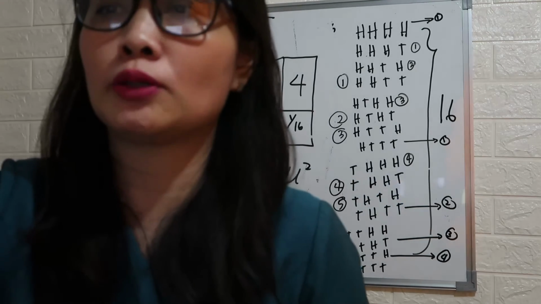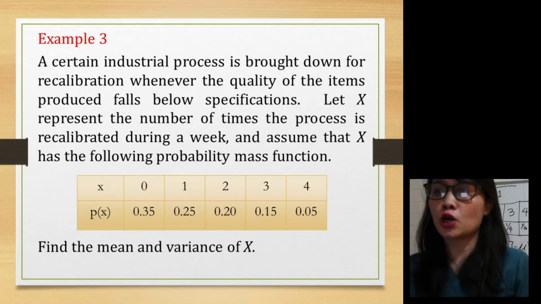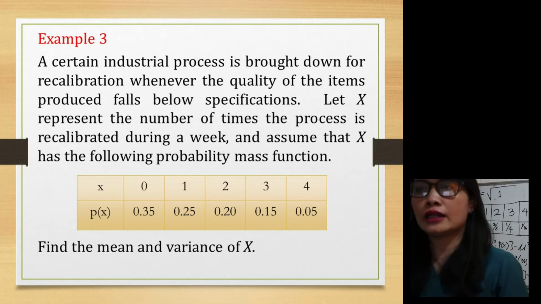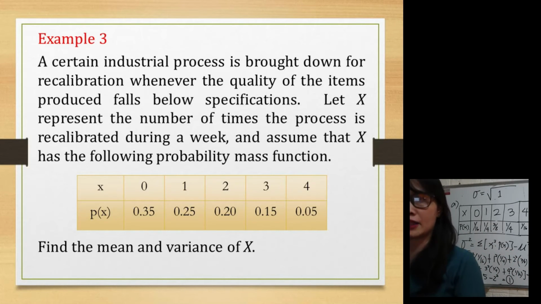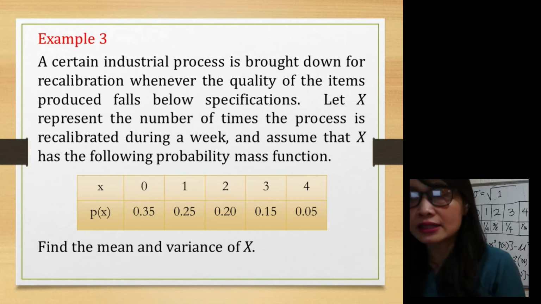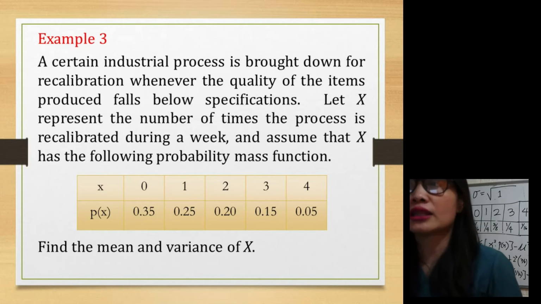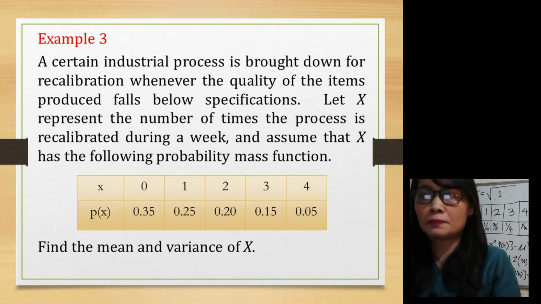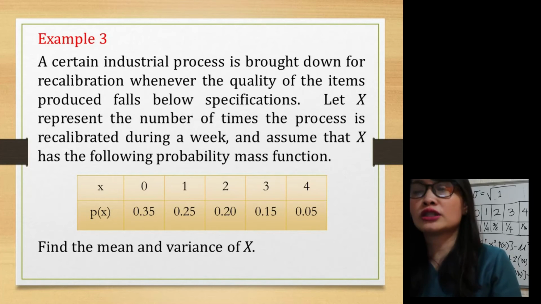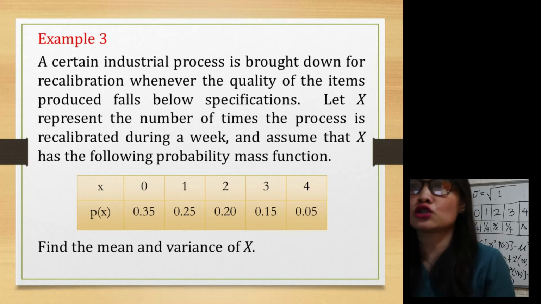Okay, next example, number 3. A certain industrial process is brought down for a recalibration whenever the quality of the items produced falls below the specifications. Let X represent, when we say capital X, you're referring to the random variable, the number of times that the process is recalibrated during a week. Assume that the random variable X has the following probability mass function. In constructing a probability mass function, the problem uses tabular form or table form. Find the mean and variance of the given example.